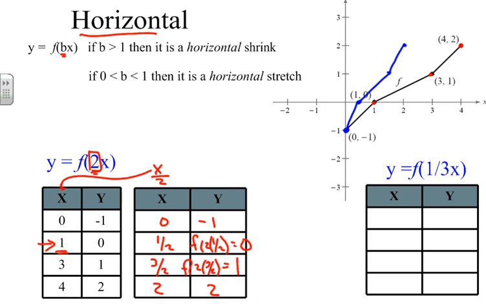Well, in the same way, when we have a horizontal stretch, this would be a horizontal stretch, even though we're multiplying by 1/3. I plug in 0. Well, 0 is pretty easy. Plug in 0, you get 0, it's -1. But 1, what do I have to do to get back to 1?